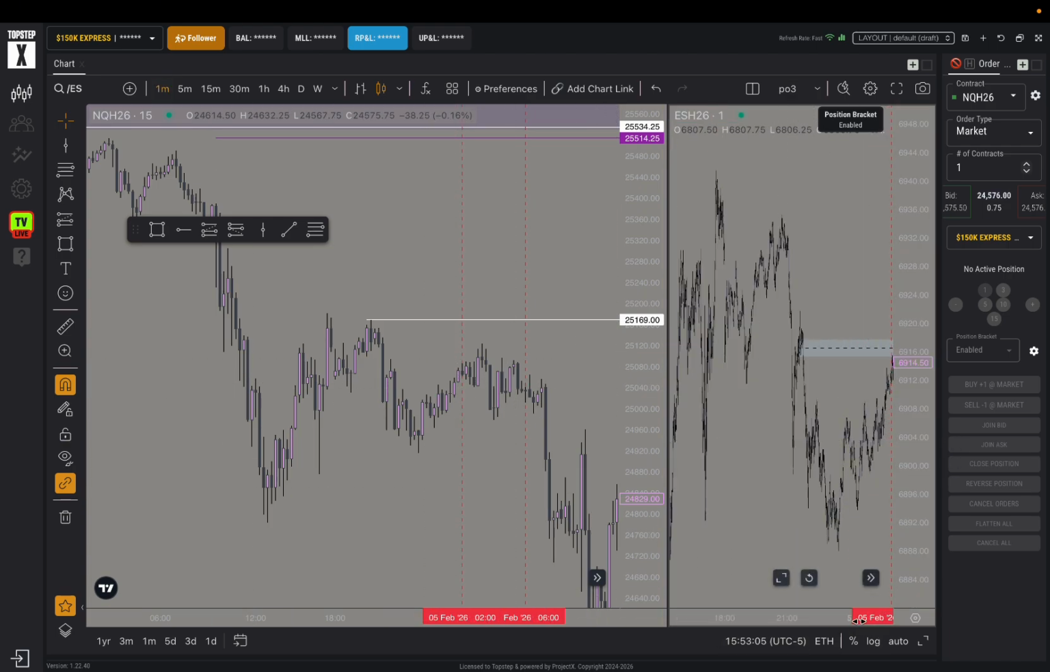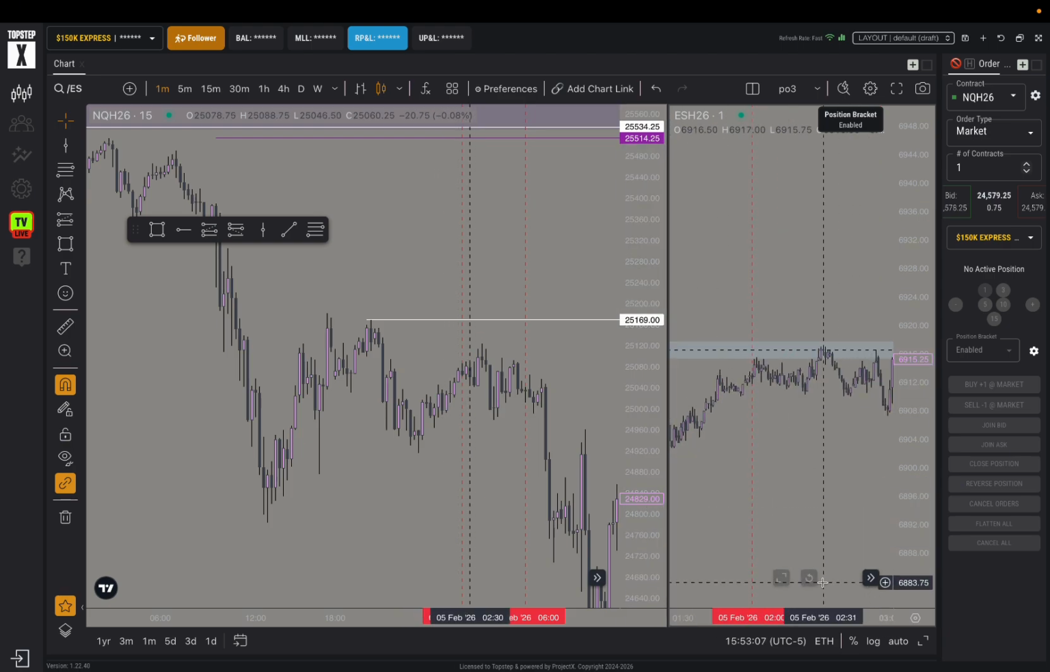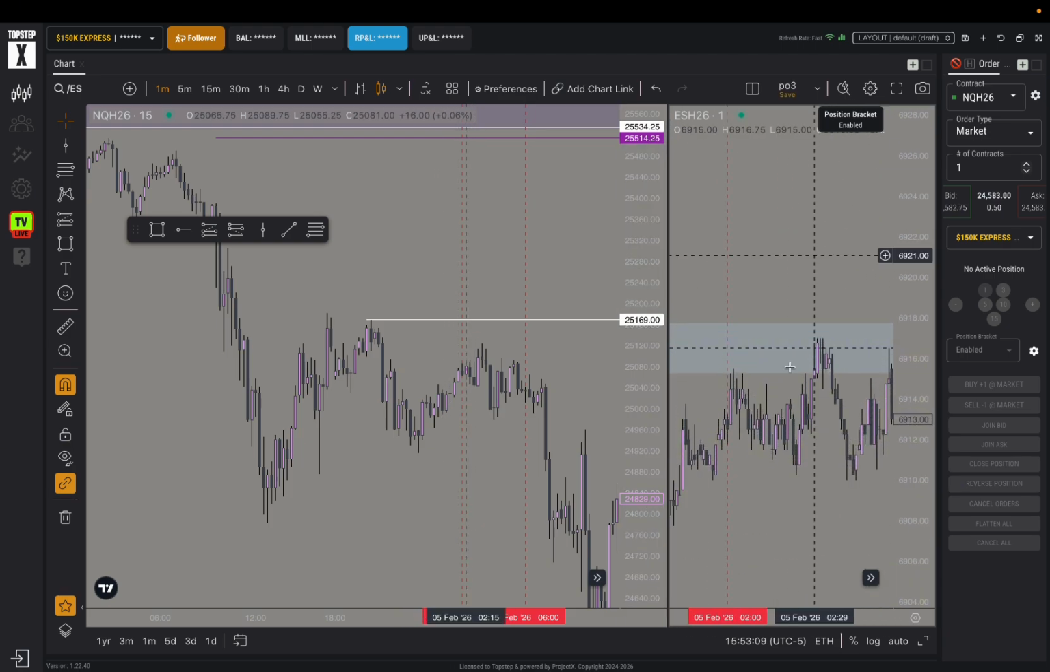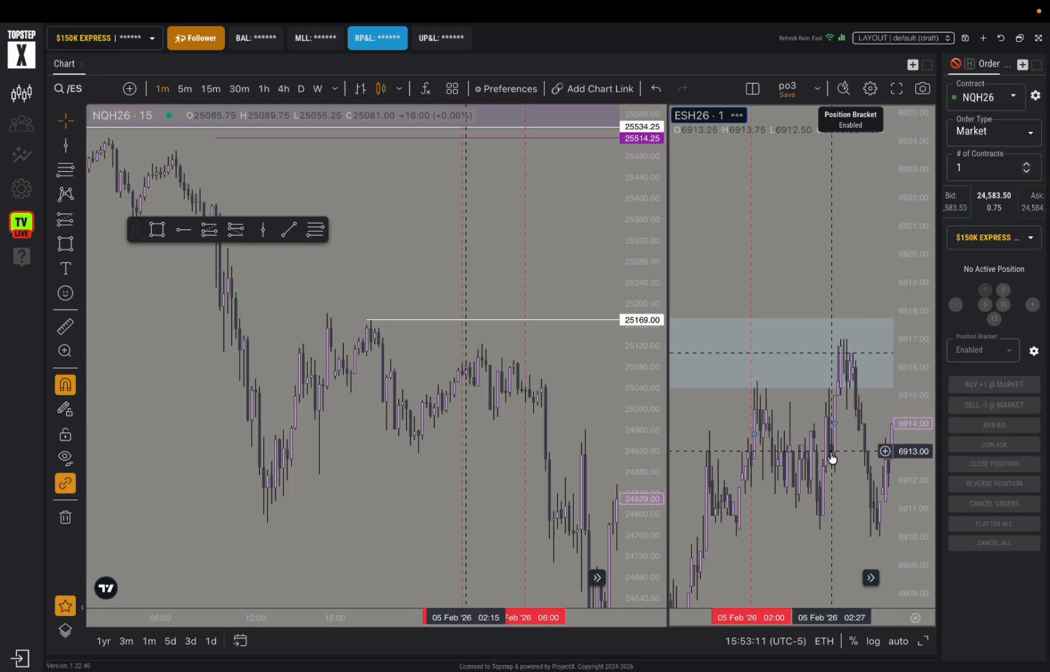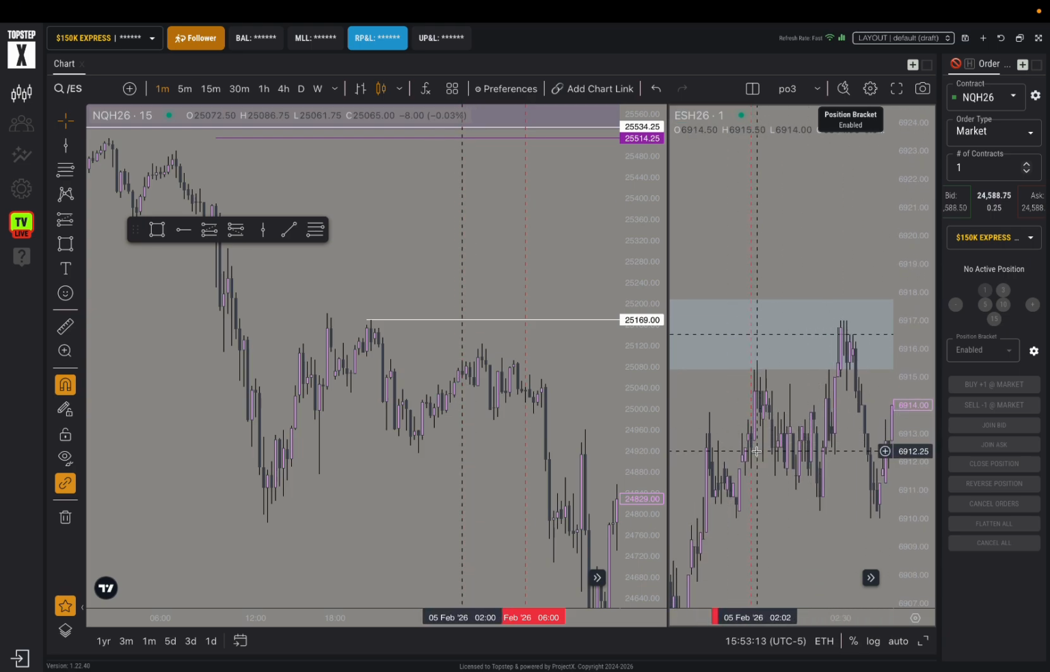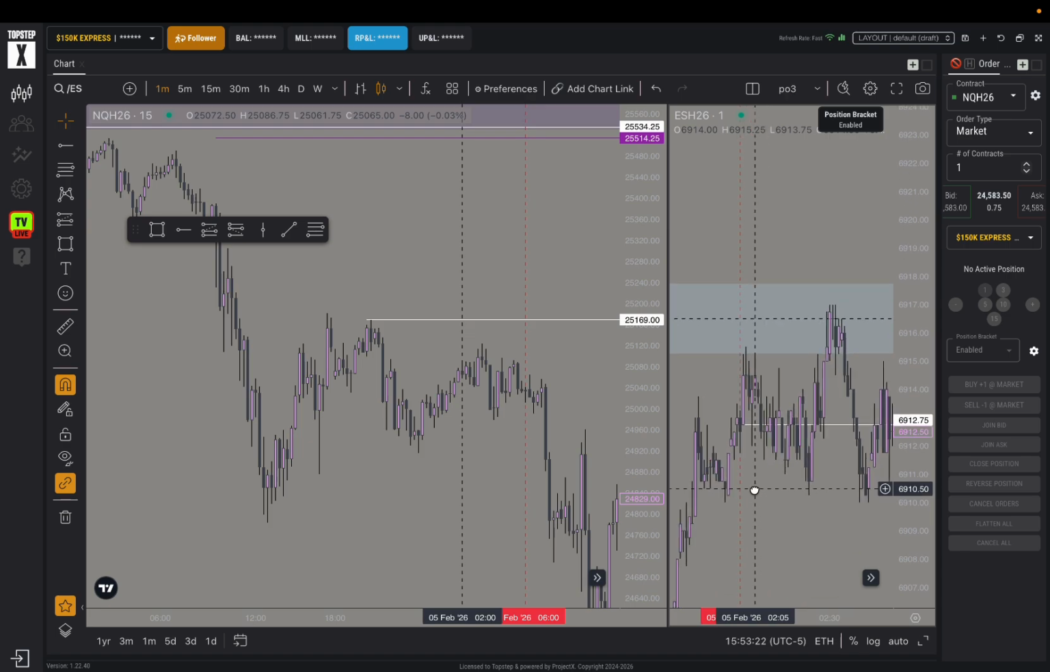And then I scaled down to the 1-minute time frame, like always, right here. As you can see, we tapped it almost instantly at 2:02. When I marked out the CSD level, it was right here. And as you can see, we already got the CSD at 2:07. So this was my entry.